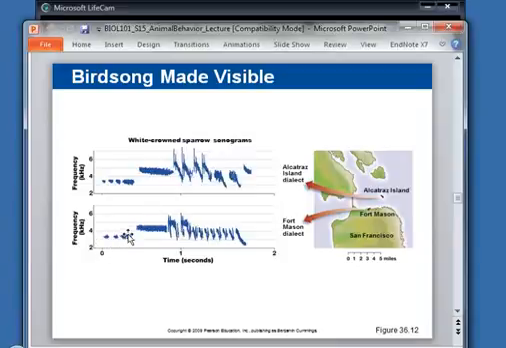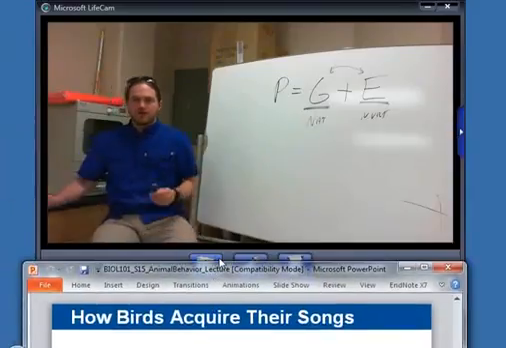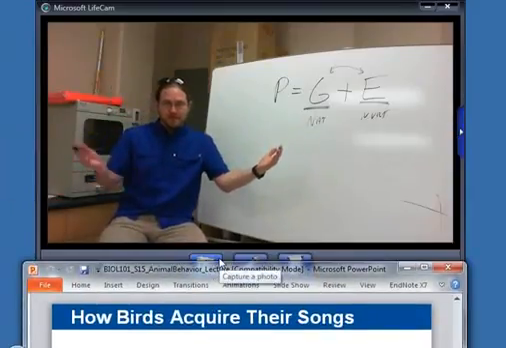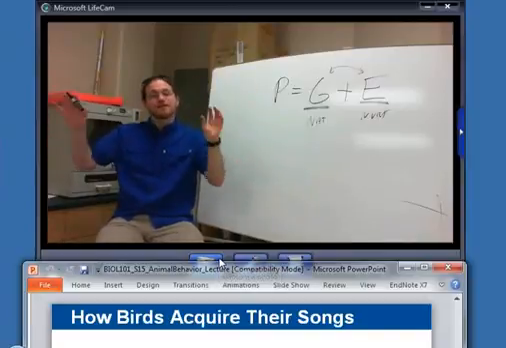So this would be like, I actually can't read these very well, but you could imagine they look different. And so they are different songs. And what will happen is when a white-crowned sparrow is born in a region, it learns that song. If I take a white-crowned sparrow from one region and one from another and swap them, they'll both learn the songs from the region they're in.